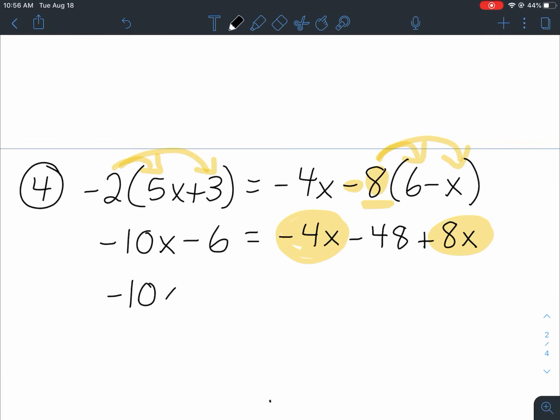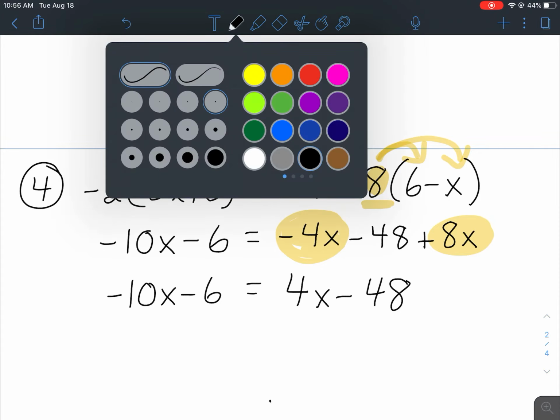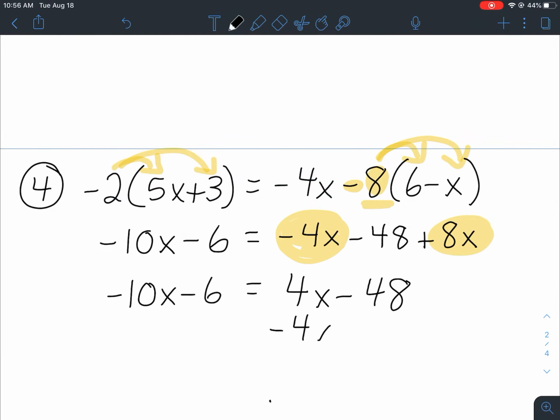So now if I just drop down the left side, my right side, if I combine -4x plus 8x, that's positive 4x. And now I'm at the same point that I was at in number 1. I need to move all my variables to one side and all my constants to the other. So I'm going to move positive 4x by subtracting it. You could have also added 10x to both sides. That would work too.